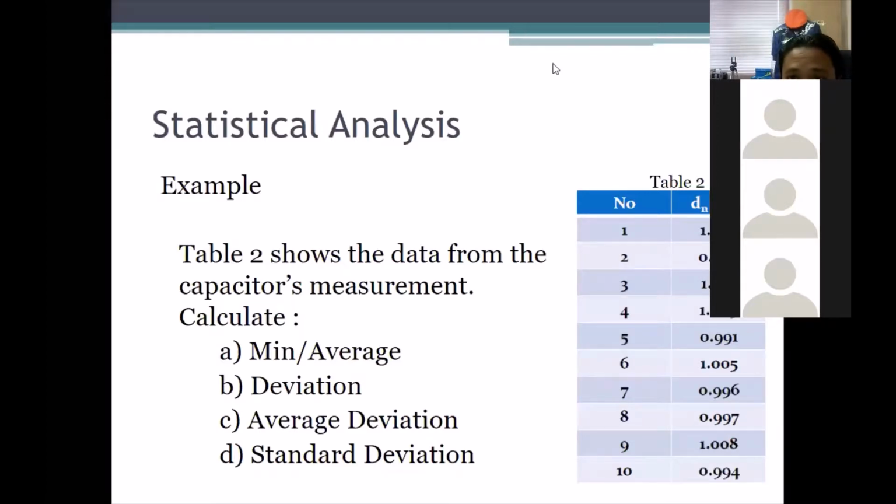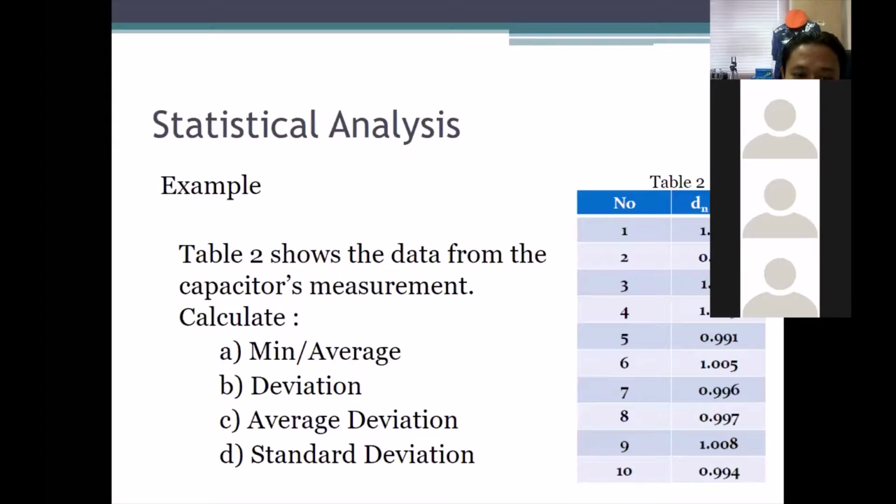Anyone get the average? 1.0004. Okay, good. Right, and then you can calculate the deviation. That means, for example, for measurement number 1, 1.003 minus 1.0004. That is the deviation for data number 1, data number 2, data number 3, data number 4, and data number 5. Then for the average deviation, sum the deviations and divide by 5.